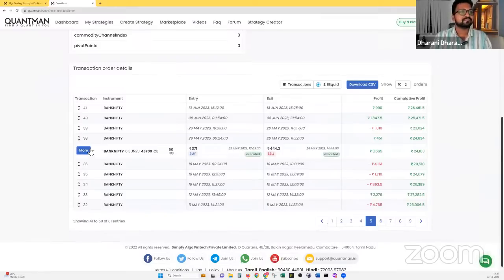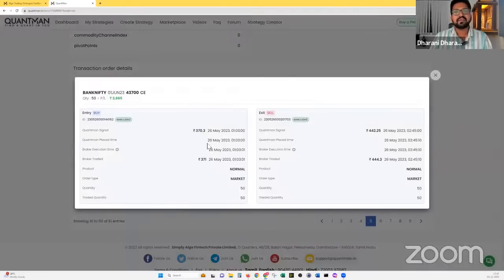In this strategy, see here, Quantman says to place an order at 370, but my broker, FYERS, placed my order at 371. So there is a difference of 0.7. I want the price to be executed at a lower level, but it got executed at a higher level. So this is a negative slippage.